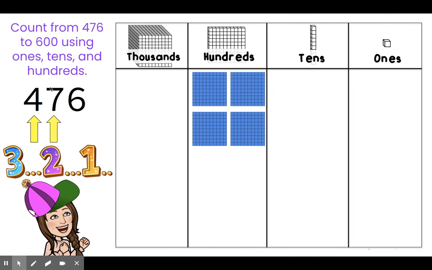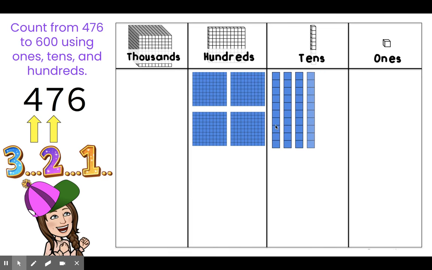Let's take a look at the 7 in 476. What does that 7 represent? If you said 7 tens, you're right on. 400, 410, 420, 430, 440, 450, 460, 470. Great work. Let's look at this last digit, the 6.